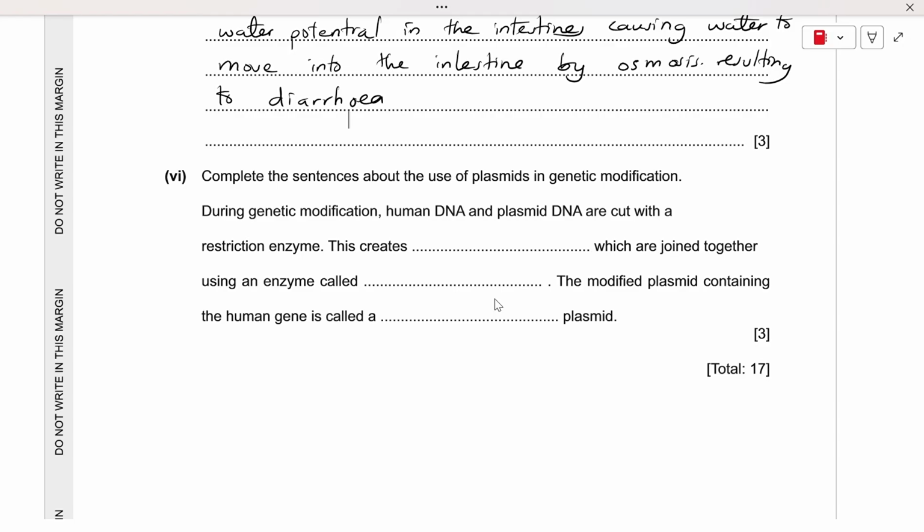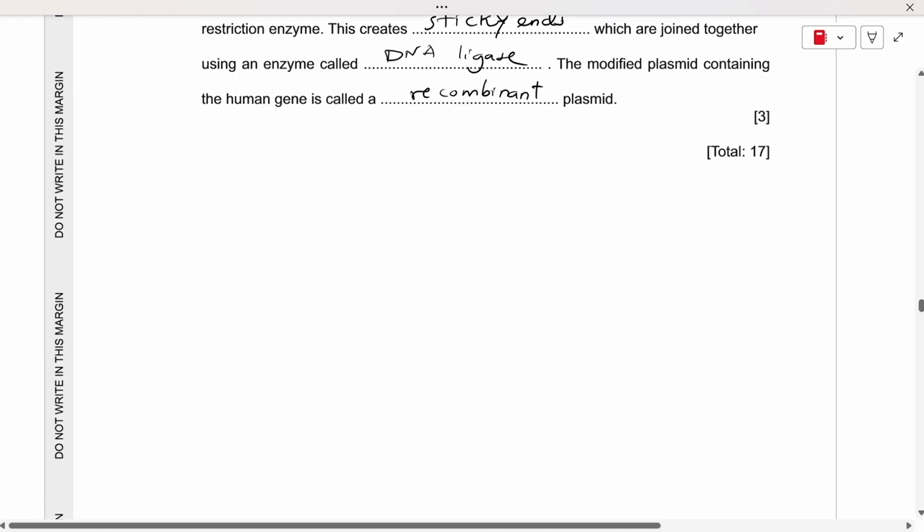So we'll say here, this creates sticky ends, which are joined together using an enzyme, DNA ligase. DNA ligase is the enzyme that is being used here to seal these two different DNAs. The modified plasmid containing the human gene, the new DNA which has a mix of two different DNAs, is usually known as recombinant plasmid. So say here, recombinant plasmid. Okay, move to the next question.